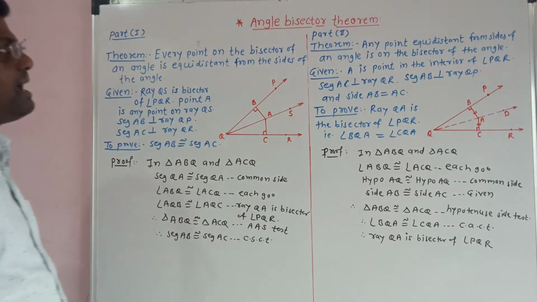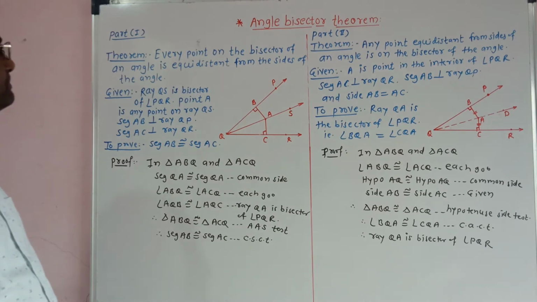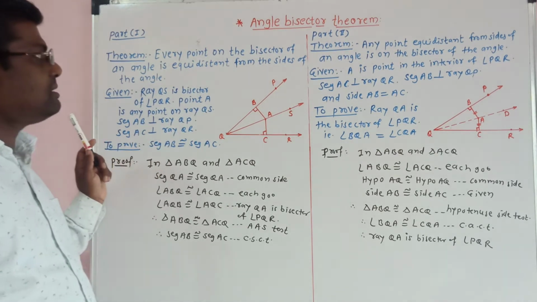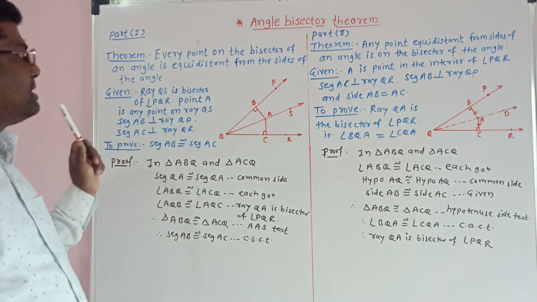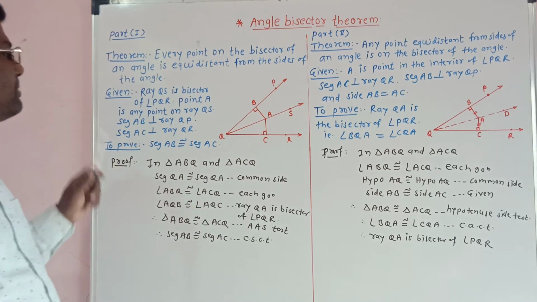Next point is the angle bisector theorem. Every point on the bisector of an angle is equidistant from the sides of the angle.